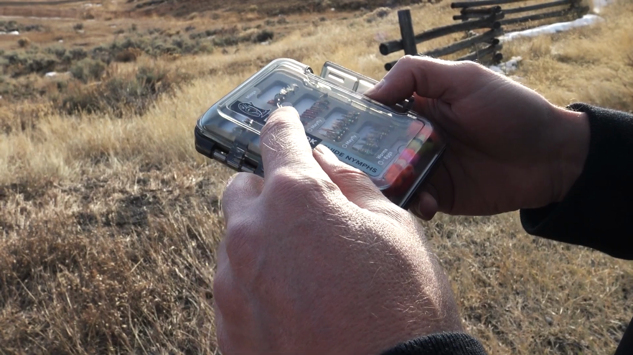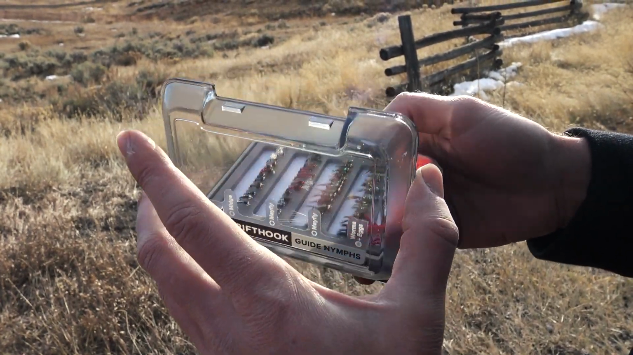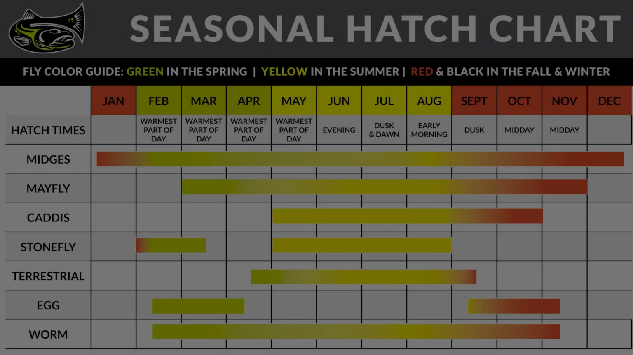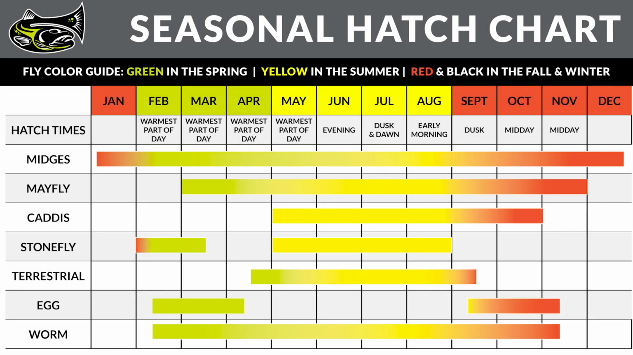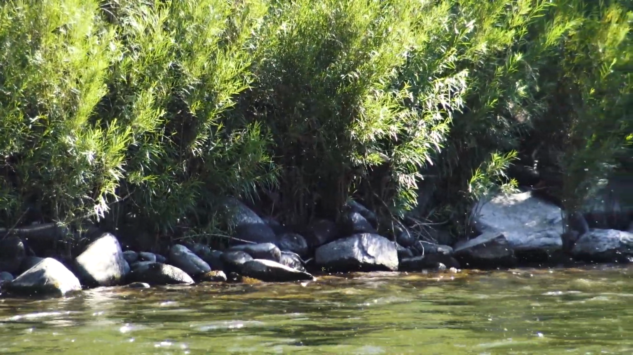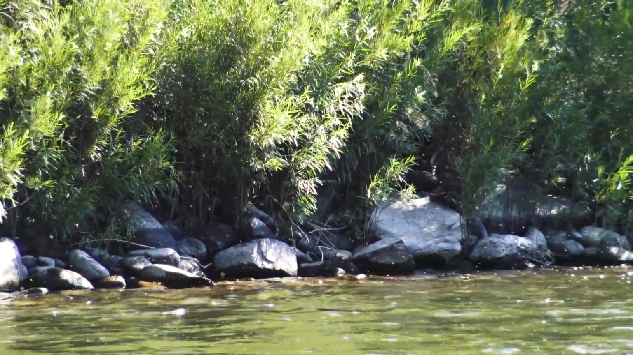If you're watching this video, you're most likely very familiar with the Drifthook Fly Fishing System. You feel confident with your fly boxes and your seasonal hatch chart, and you want to be able to even more closely match what's going on in the water that you're fly fishing. If this sounds like you, then I think you're ready for the next level.